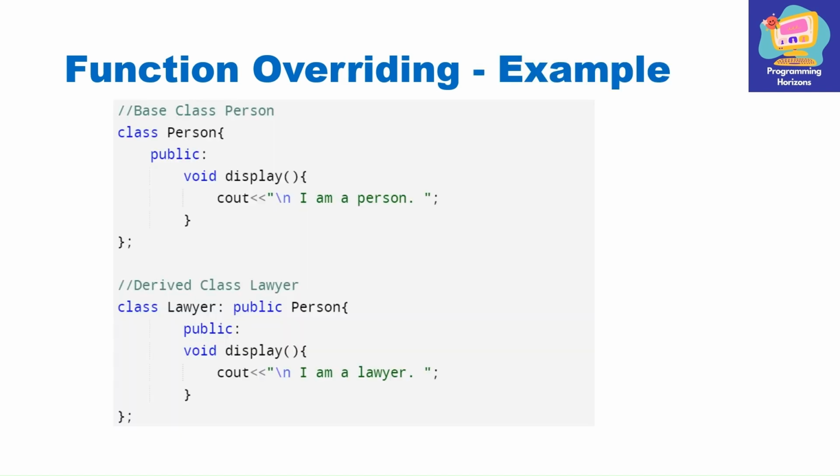For example, here we have a base class named person having its own member function called display. Then we have a derived class lawyer which inherits from this person class, and it redefines the display function, and this is known as function overriding.